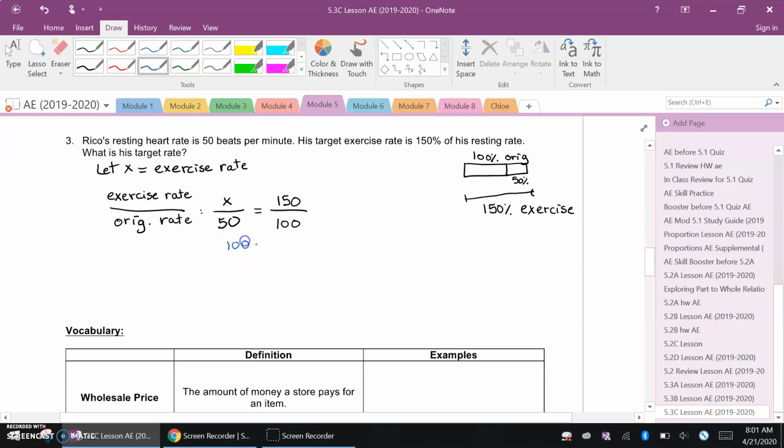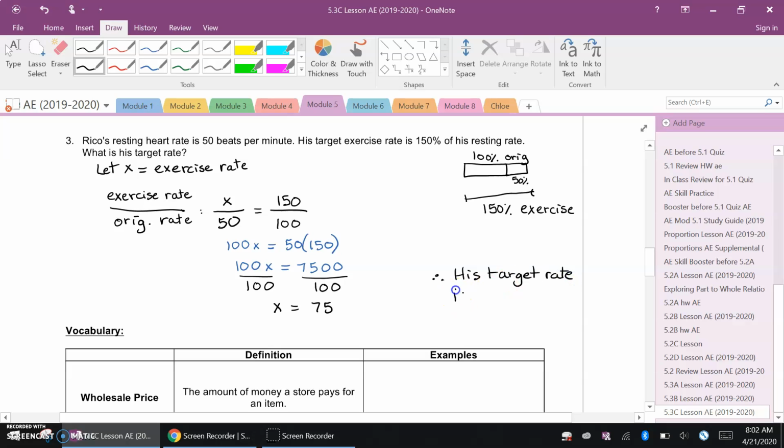So we've got 100x equals 50 times 150. So we have 100x equals 7,500. And if we divide by 100, we're going to have x equals 75. So that means his target rate is 75 beats per minute.